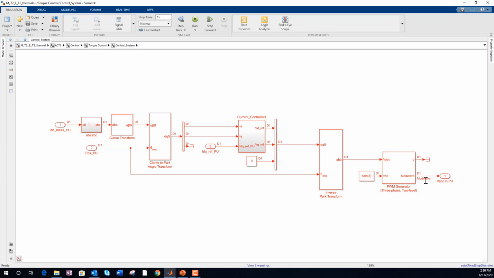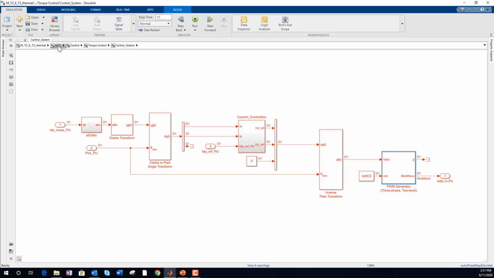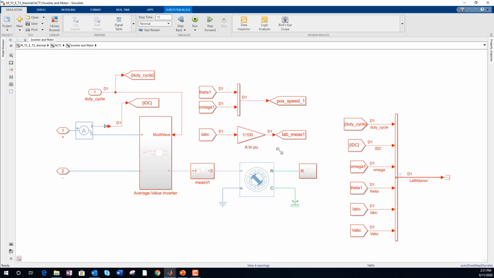In this case, we are generating modulation waves, so space vector modulation. We'll check that in a moment on the simulation output, but we'll expect to see a certain characteristic here, which we'll check for when we get to it. We'll just track back up and go to the motor.